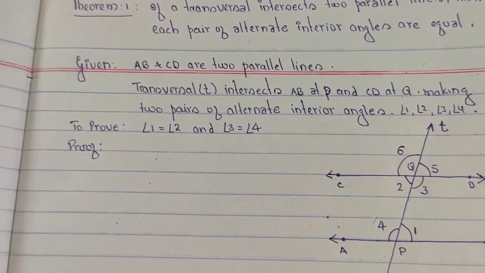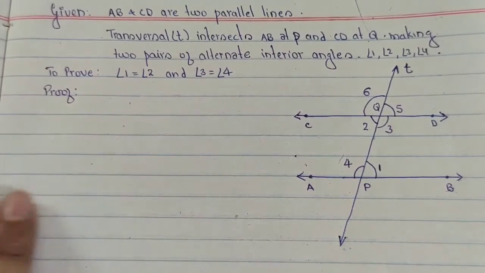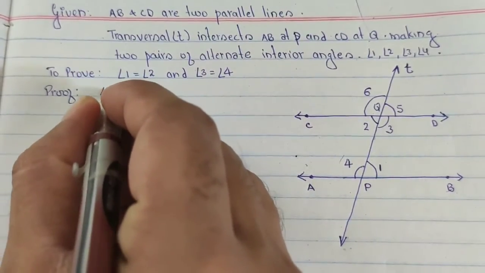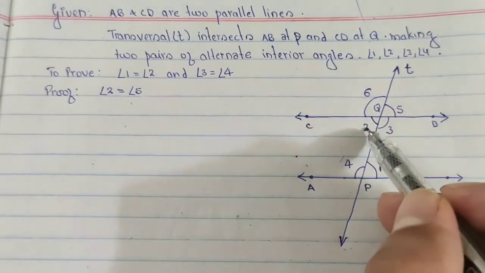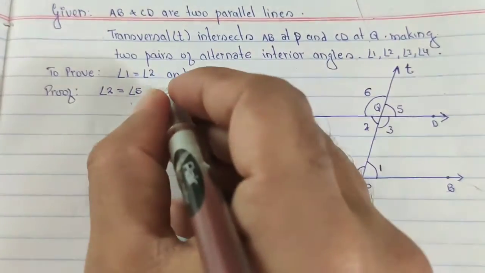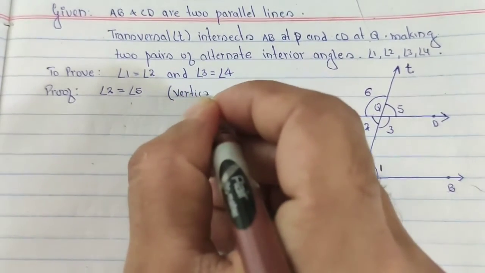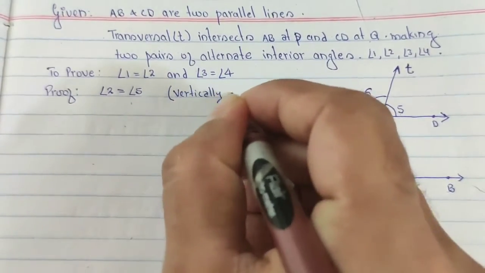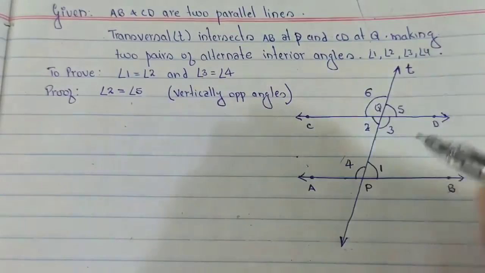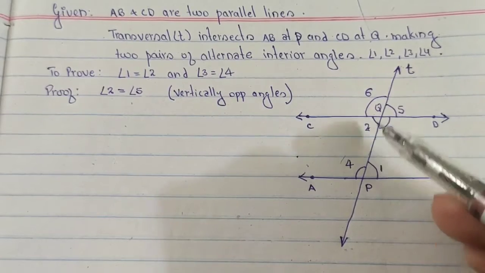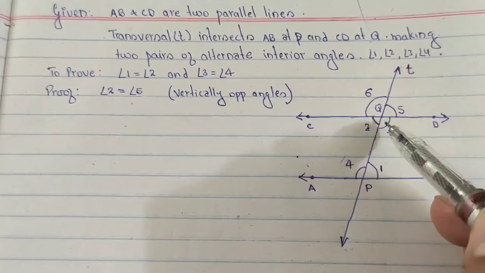So let's start. Here I am writing, suppose angle 2 is equal to angle 5. Why? A reason is a must, don't forget to write vertically opposite angles, because a transversal is intersecting this line at point P, then their vertically opposite angles are equal.